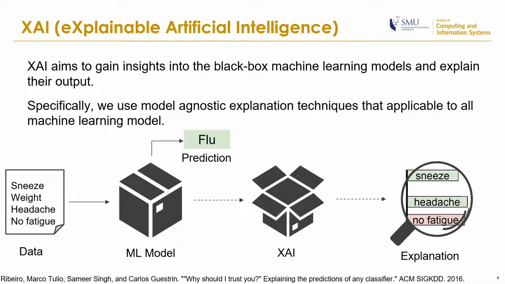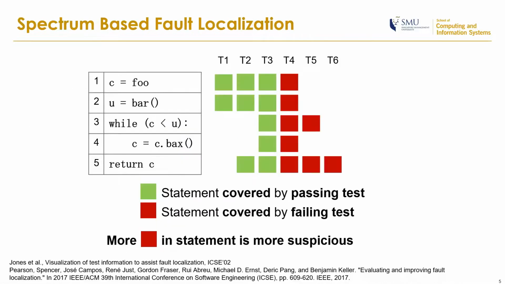To illustrate, we have data and a black box machine learning model. This ML model will predict the label of the data. By using XAI, we can get the explanation of why the model predicts the data to be such. SBFL techniques use statistical formulas to measure the suspiciousness of program units based on the execution traces. So here, we have a program and test cases. In every statement, based on the results of the test, we have a red box that shows the statement covered by a failing test and a green box for a statement covered by a passing test. The more red boxes in the statement, the more suspicious the statement is.